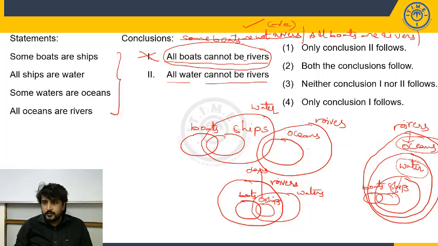Simultaneously, what are we able to prove? All water are rivers. When all water are rivers, all water cannot be rivers. That conclusion will be false, because we are able to prove that all water can be rivers. So how can we make the statement cannot be? So it can be. So this statement, whatever the conclusion made by them, is false. So neither one nor two follows. Choice 3.